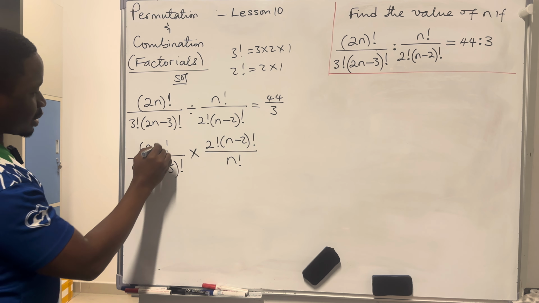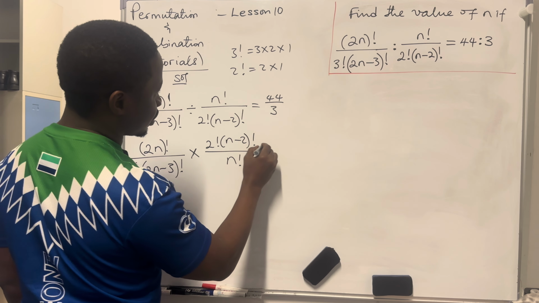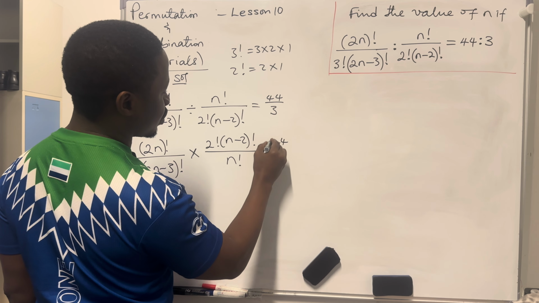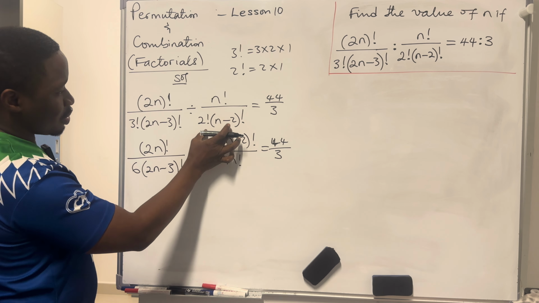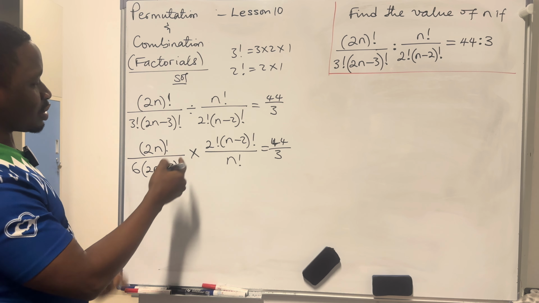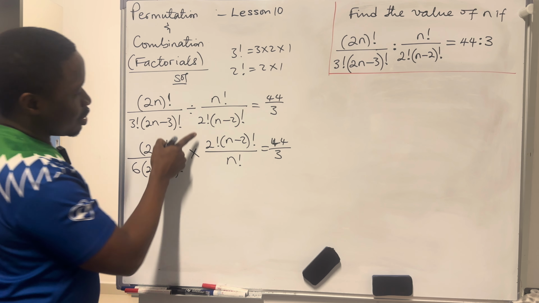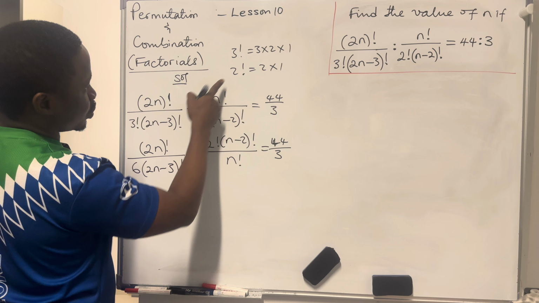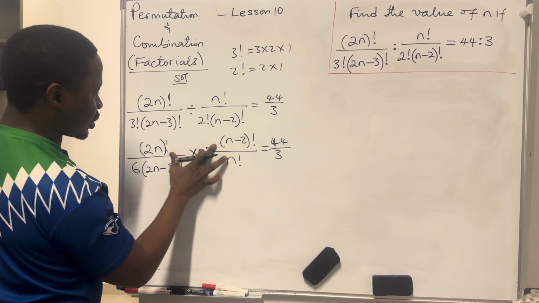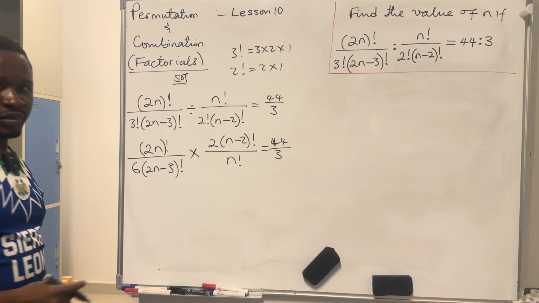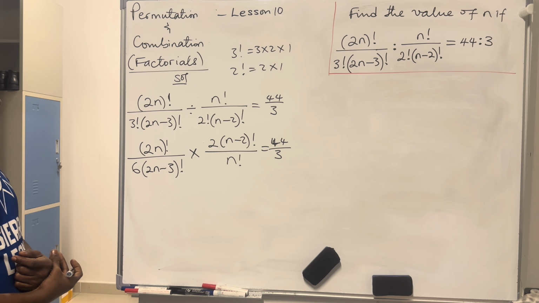This is in brackets, let us not forget, which is 44 divided by 3. But this one, we swap it because we change this to multiplication. But what is 2 factorial? 2 factorial is 2 times 1, which is 2. So 2 factorial is just 2. I hope it is clear.